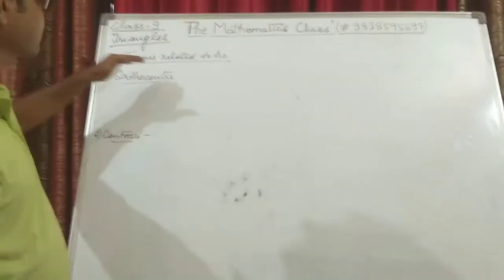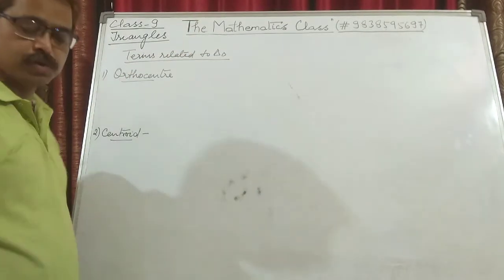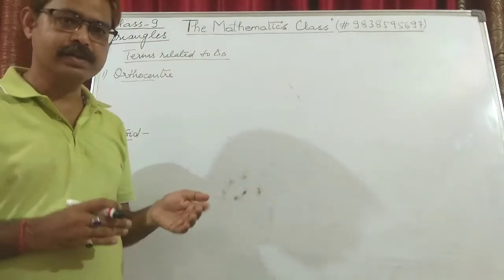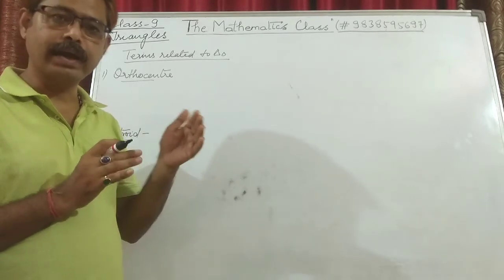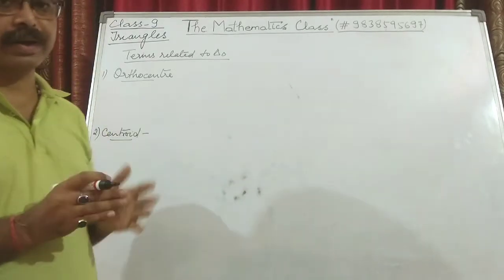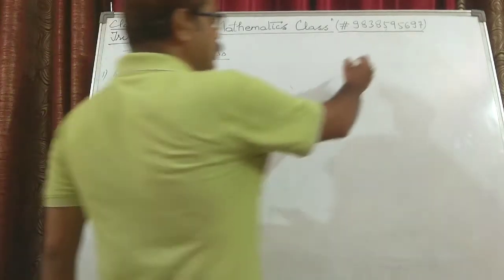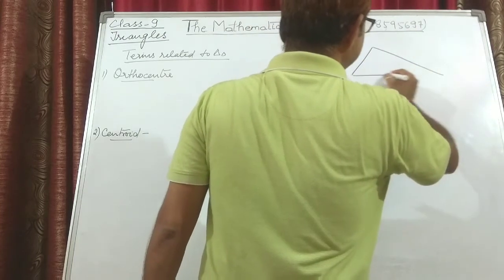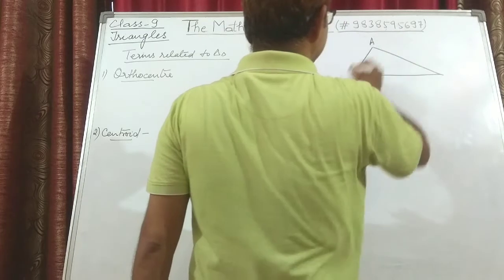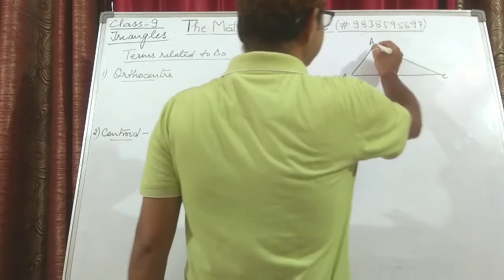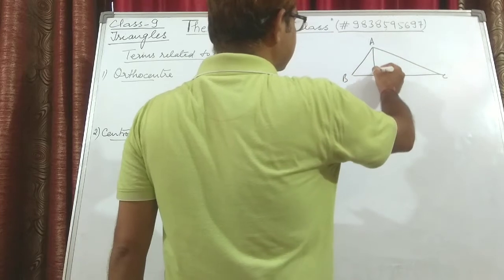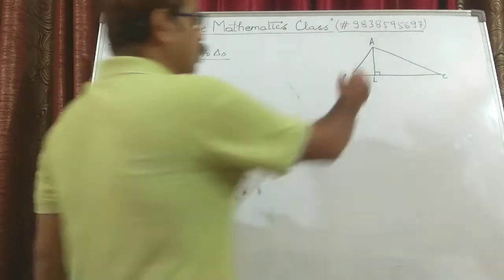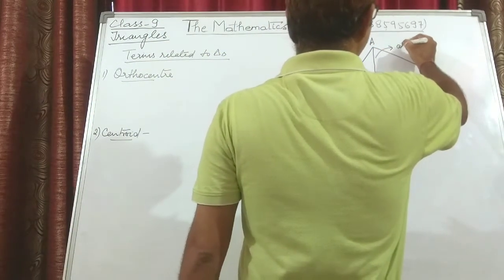So terms related to triangle. First term is orthocenter. What is the meaning of orthocenter? Orthocenter means where all the altitudes meet within the triangle. Now what is the altitude? Altitude means perpendicular. Suppose I take a triangle like this. Let us name it as ABC. From A, if I draw a perpendicular like this and name it as L, AL is the perpendicular or altitude. This is known as altitude.